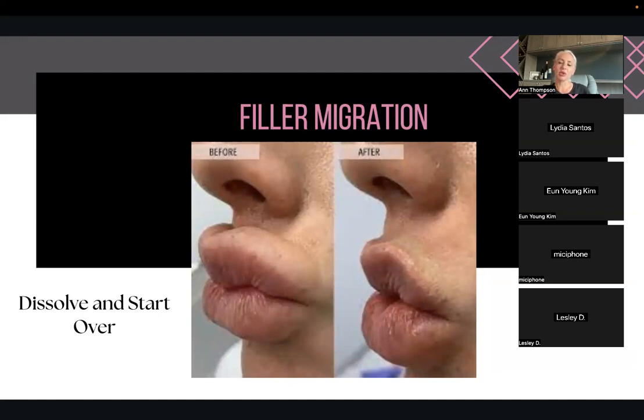For lips, if you are going to be doing the outlining of the lips, you want to make sure that you are directly on or right underneath that vermilion border. If you are above the vermilion border, this is what happens. All that product gets laid above, and you have significant filler migration. So if this patient came to us, and she wanted more filler, we would simply say, no, girl, we're going to dissolve and we're going to start over. After you dissolve, you do need to wait 2 weeks in order to refill the lips.